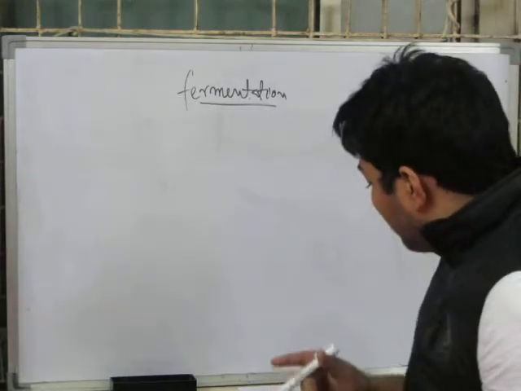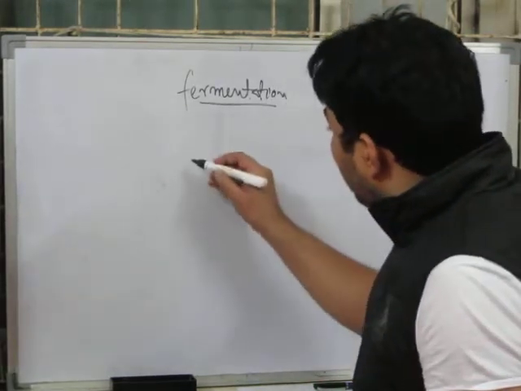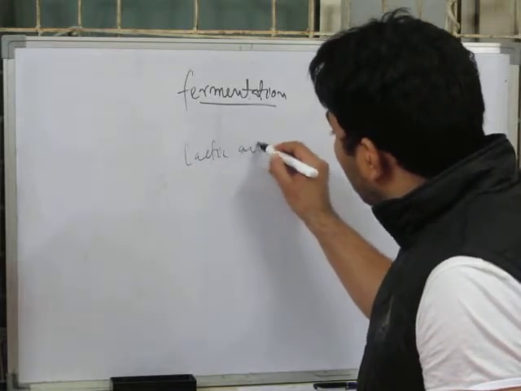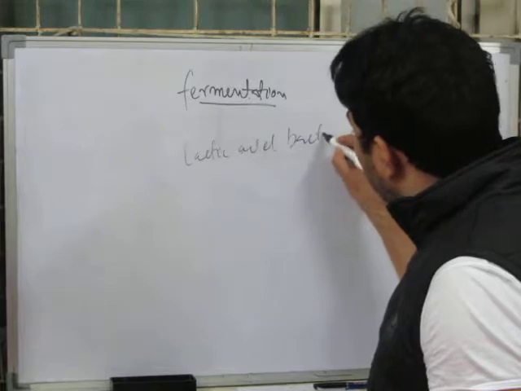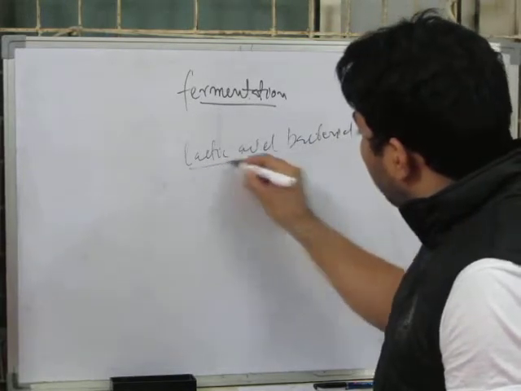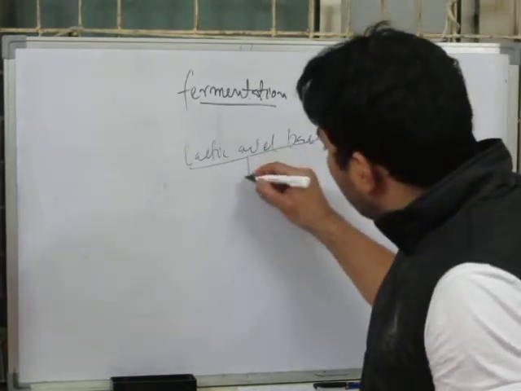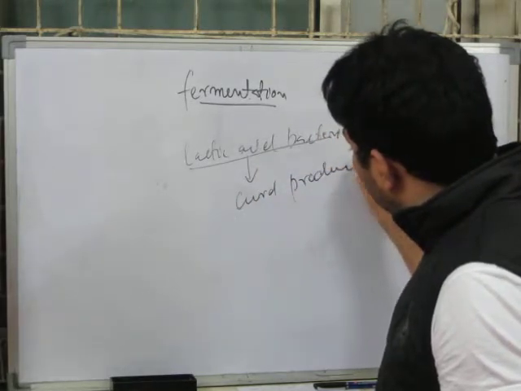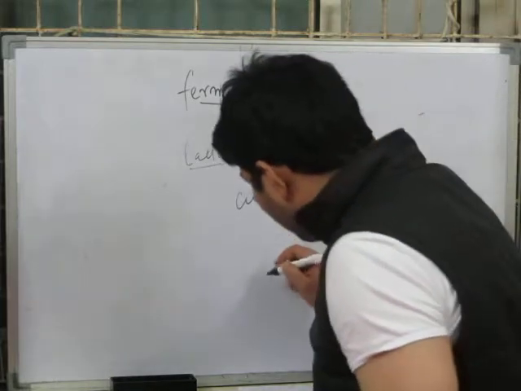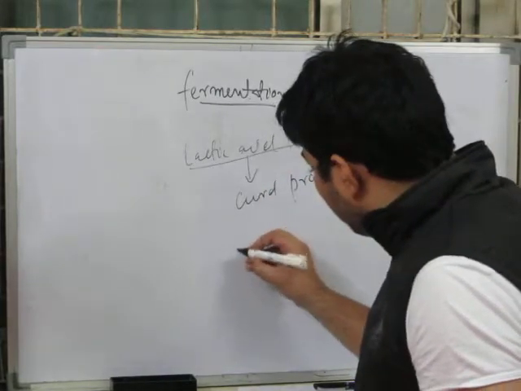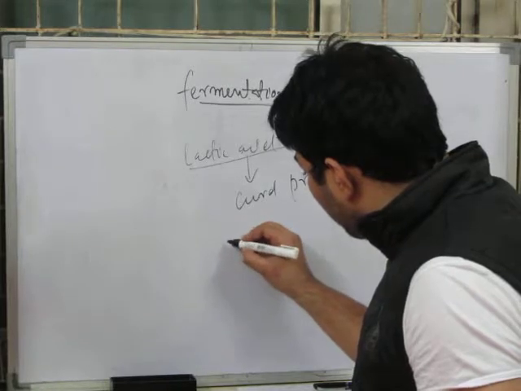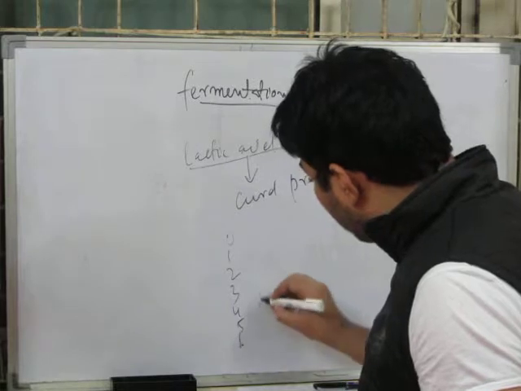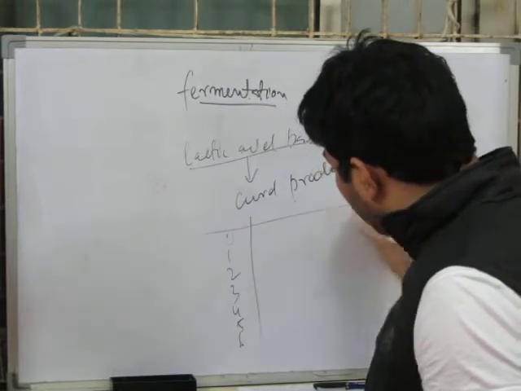So let us find, for example, if we have to grow lactic acid bacteria. Lactic acid bacteria, for example, curd production. So for example, this lactic acid bacteria grows, for example, 0, 1, 2, 3, 4, 5, 6. Let's find how it grows.